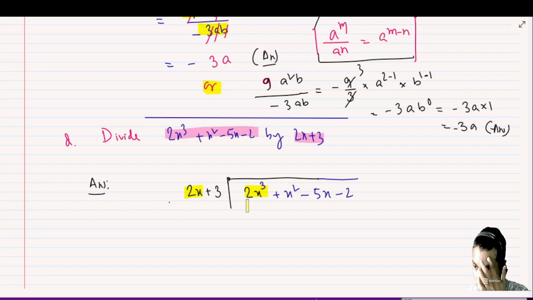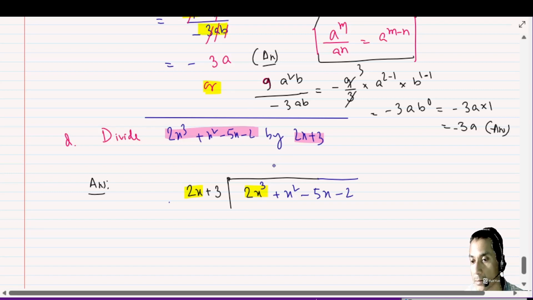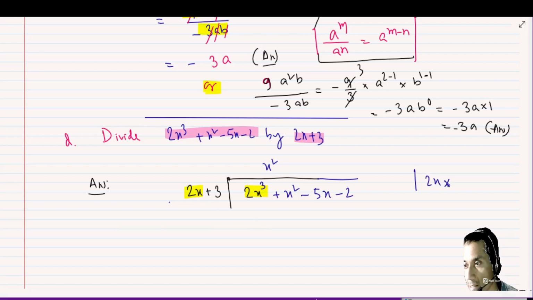So what would it be? It would be x square. Clear? Because if we multiply 2x into x square, we get 2x cube. So it is the same. Why is it so important? Just let me explain. When we do the next step, it will be very clear to you. It will be 2x cube plus 3x square. Okay, got it?